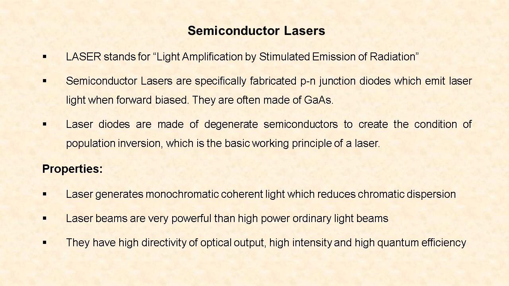Next is the properties of lasers. Laser generates monochromatic coherent light which reduces chromatic dispersion. Monochromatic light means light of single wavelength, that is single color. Coherent light means the emitted light will have same frequency, that is the photons will have same frequency, same phase, same momentum vector and same polarization.